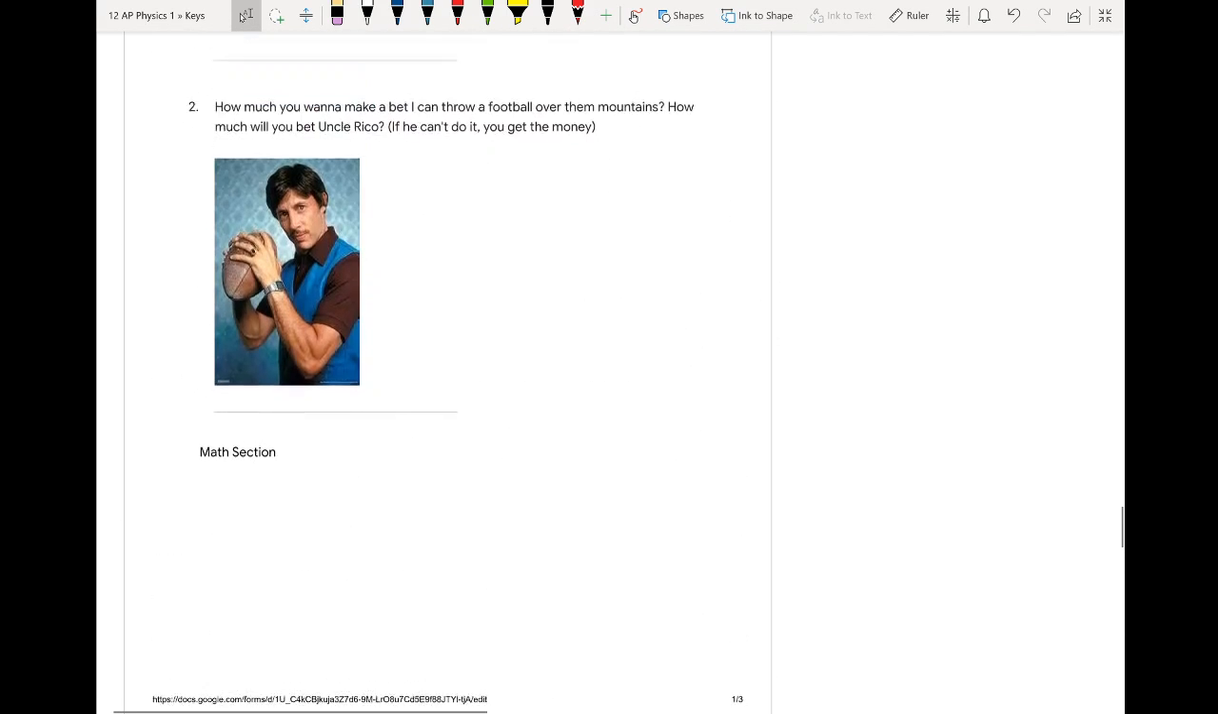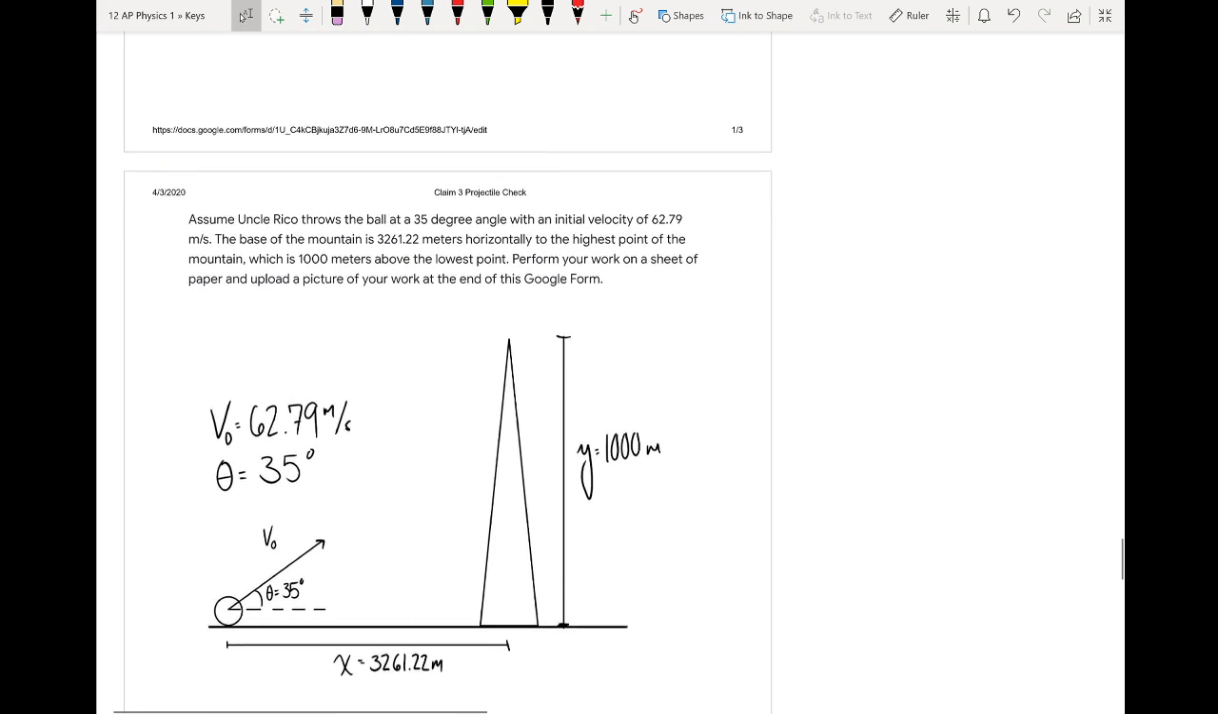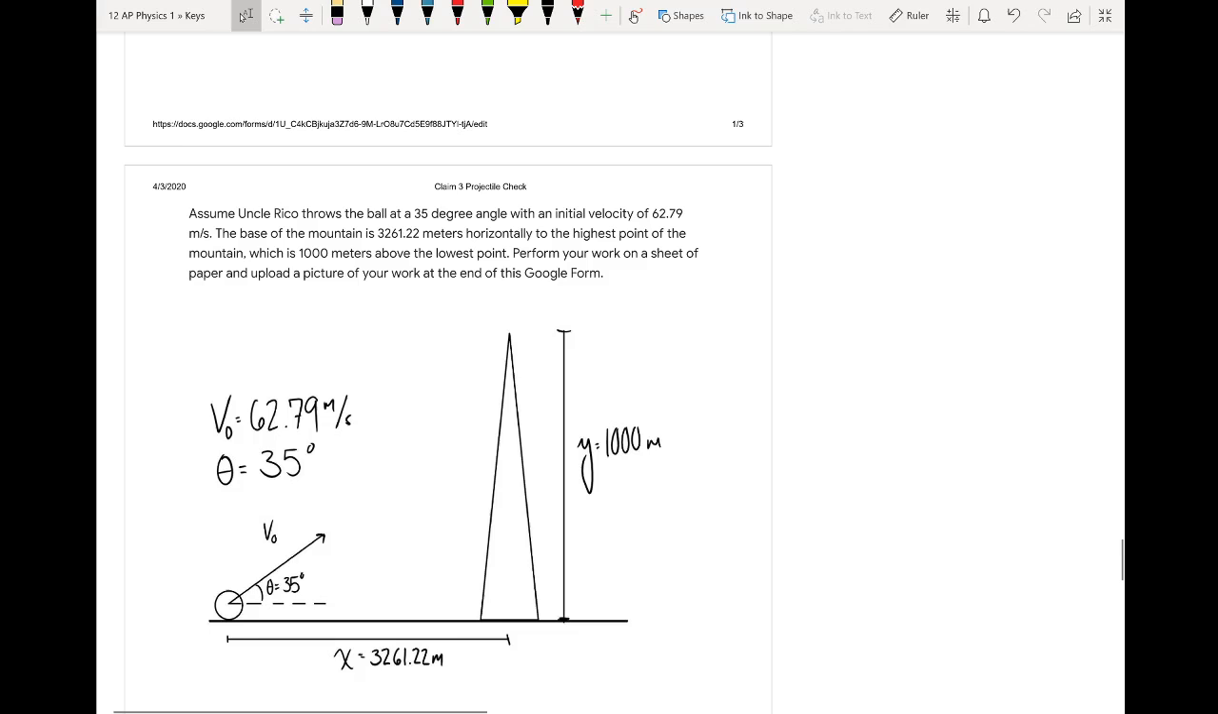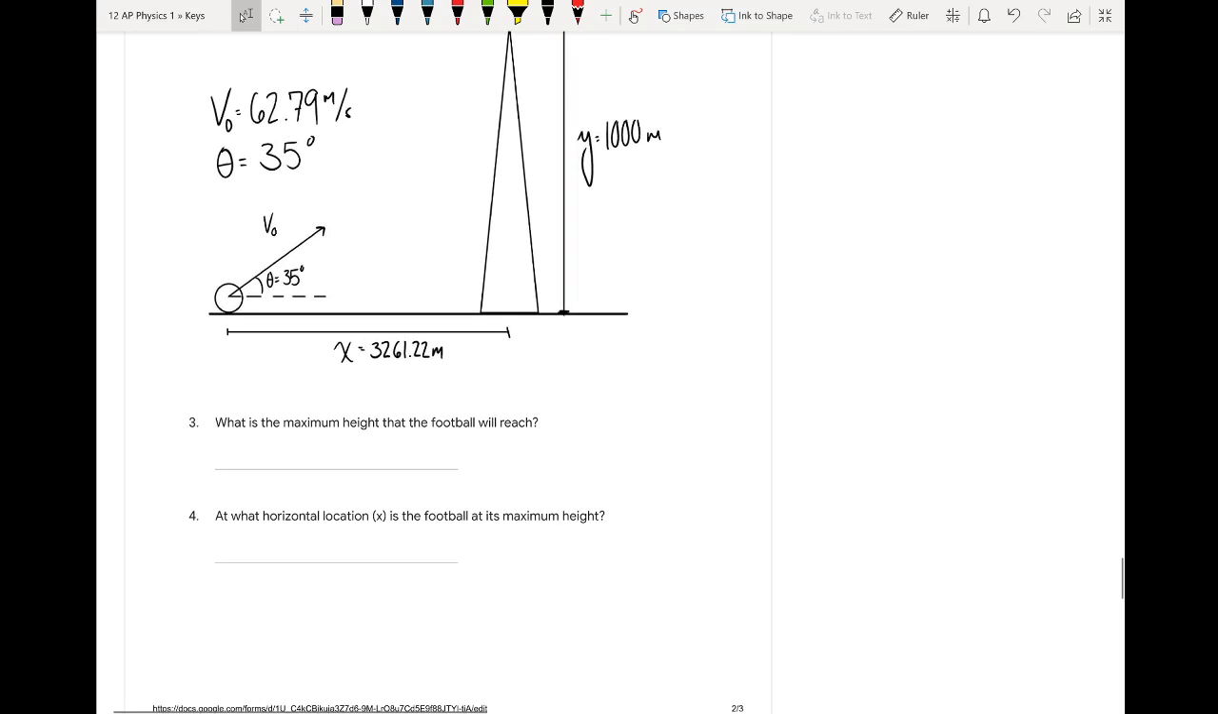Okay, hi everybody. So now we're looking at this Napoleon Dynamite one where we want to see, based on the data that we found before, would he be able to throw it over this mountain? So we're assuming that he throws at an angle of 35 degrees, initial velocity of 62.79 meters per second. The base is 3,261.22 meters away, and then the height is about 1,000 meters. So we want to figure out, will he be able to make it over?